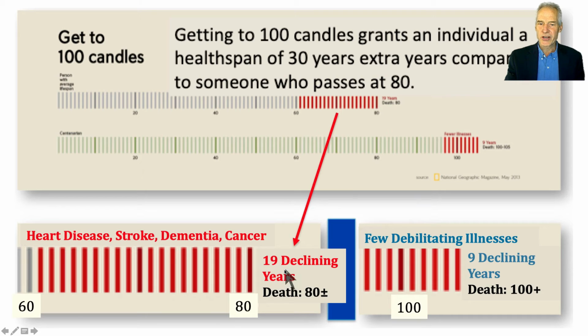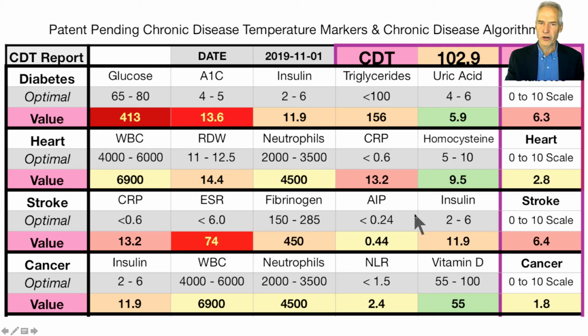So the 19 years of declining health versus the 9 years of declining health, that's a 10-year health span increase, coupled to the fact that you're living 20 years longer. So that's how we get to the 30 years of extra health span for people. And that's, I think, everybody who's listening, that it's their goal to live healthier, not necessarily just to live longer.